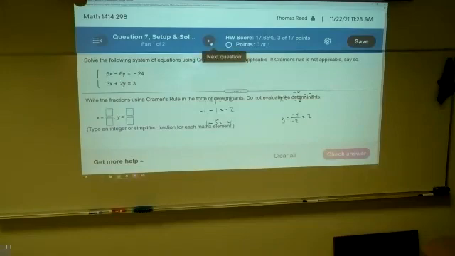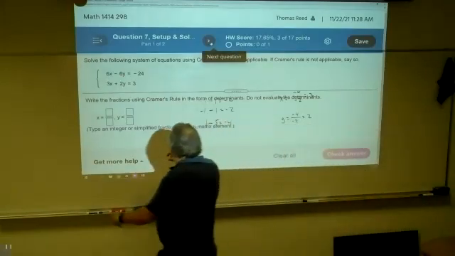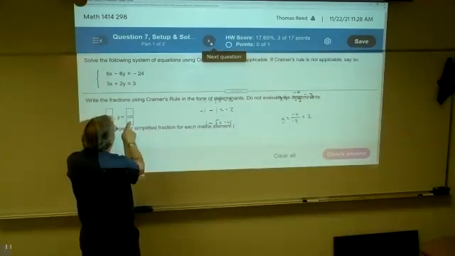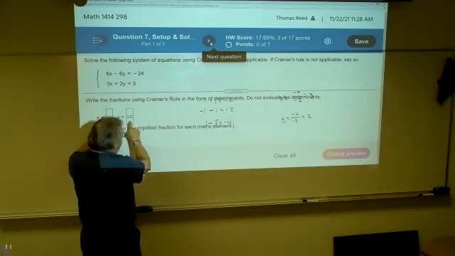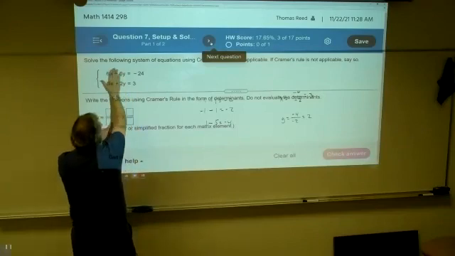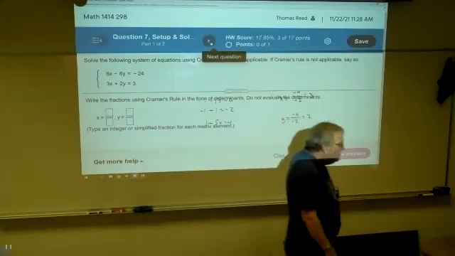The only time Cramer's rule is not applicable is when the determinant of the denominator is 0. So if you find that the determinant here is 0, then you cannot use Cramer's rule.